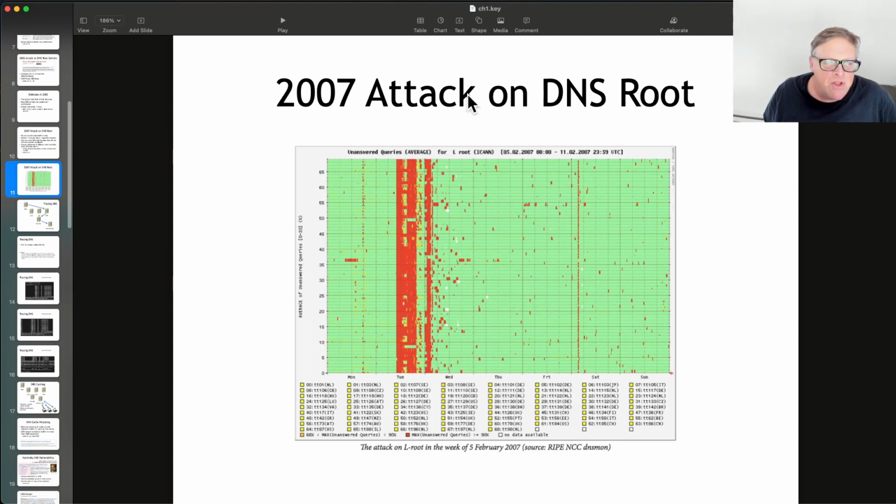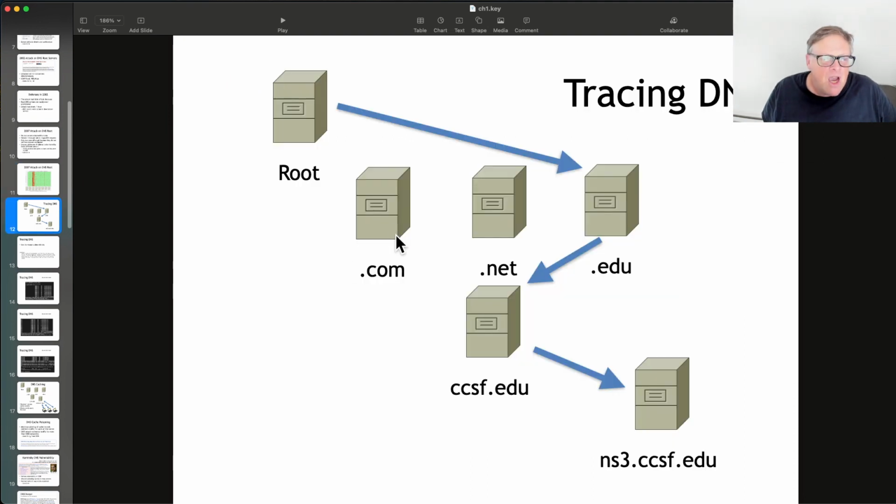So here's a diagram of the 2007 attack. Just a lot of traffic here causing some errors in some of the servers, but it didn't bring them all down. So let's talk about this hierarchical structure of DNS.